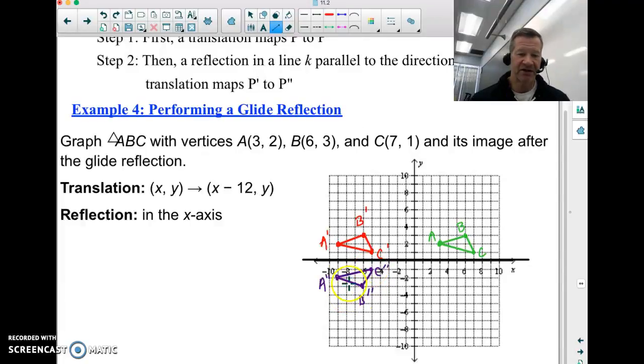And there it is. So here is the image after a glide reflection from ABC, translating to the left 12, and then flipping it over this line. And that would be our final image. And there's a glide reflection.